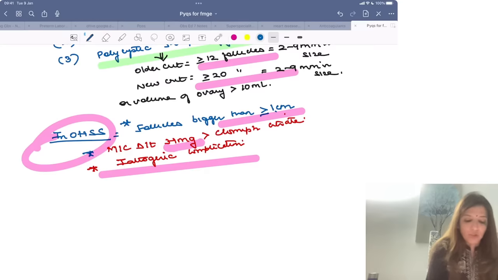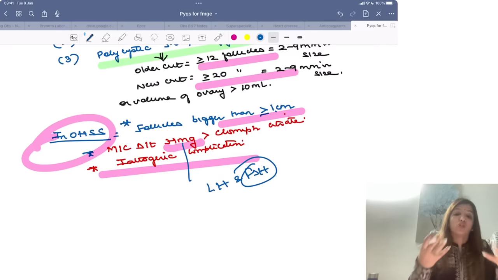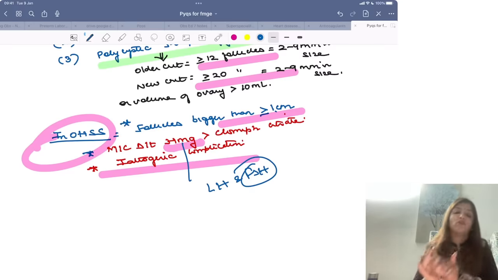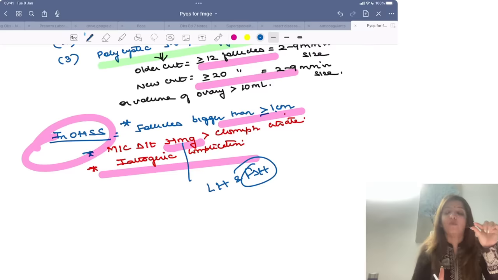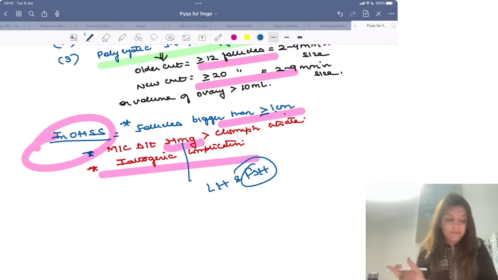This HMG, it has LH and FSH. So, the FSH in it leads to growth of the follicles and that is why you get big follicles. That is the difference between PCOS and OHSS. In PCOS you get small follicles. Right? In OHSS, you get big follicles. Clear?